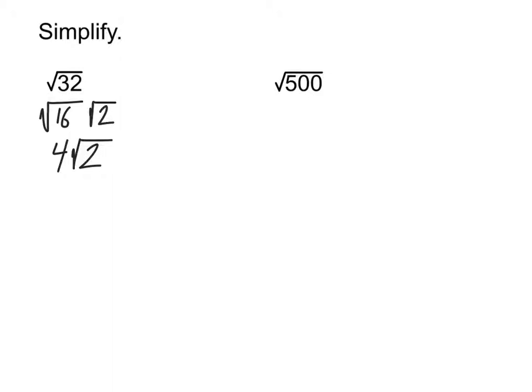What's the biggest perfect square that goes into 500? 100. 100, yeah. And so I start by turning this into the square root of 100 times the square root of 5. And then square root of 100 is 10. Square root of 5 is the square root of 5. And so there's our simplified answer for that.